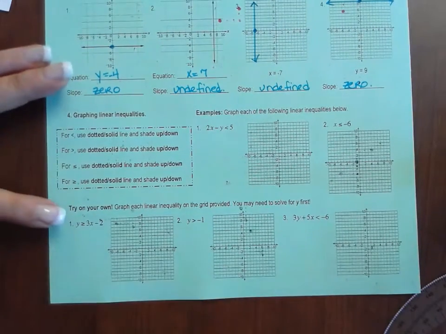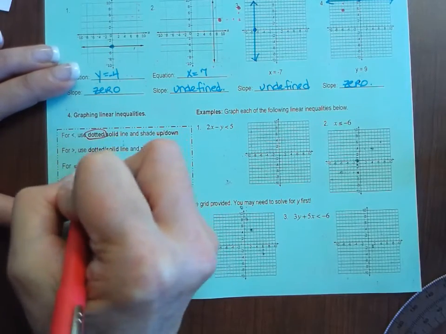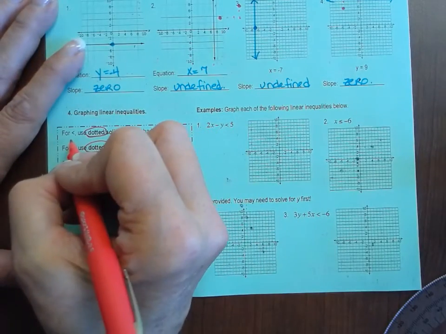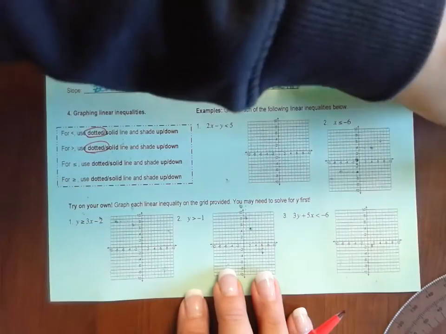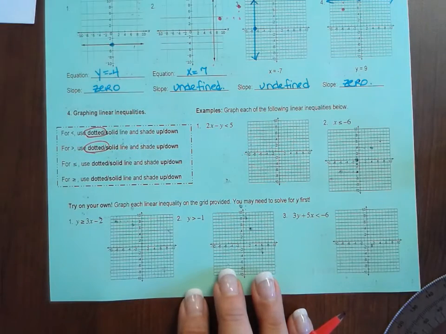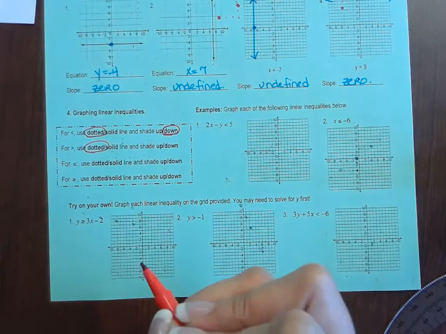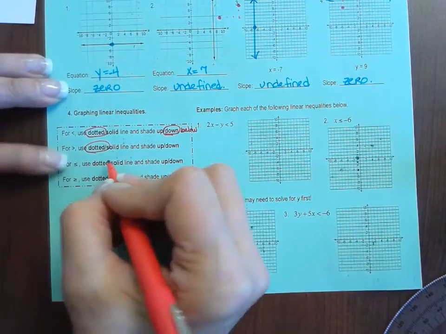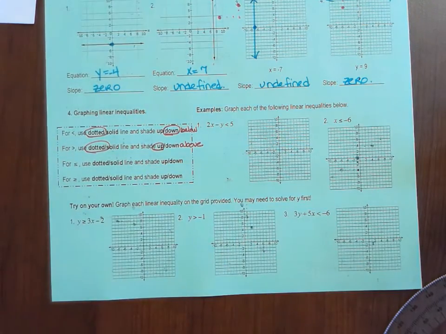Okay, so if it is less than or greater than, you're going to use a dotted line. If it's less than, then you're going to shade down or below the line. If it's greater than, you shade up or above, however you want to think of it.